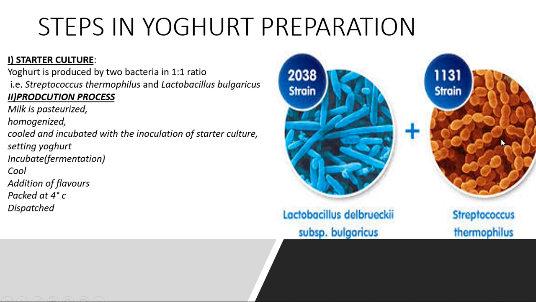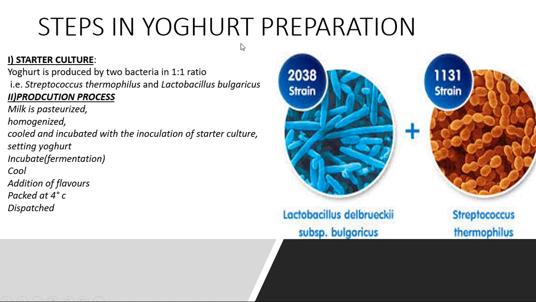The associative growth of these two organisms results in lactic acid production at a rate greater than that produced by either when growing alone. That means individually they do very little work, but together they work much faster. Along with that, they also produce acetaldehyde, the chief flavor component of yogurt. So in yogurt you get a nice flavor. That flavor is because of the acetaldehyde produced by these organisms, mainly by Lactobacillus bulgaricus when growing in association with Streptococcus thermophilus. So that's how these two bacteria are involved in our yogurt production process.